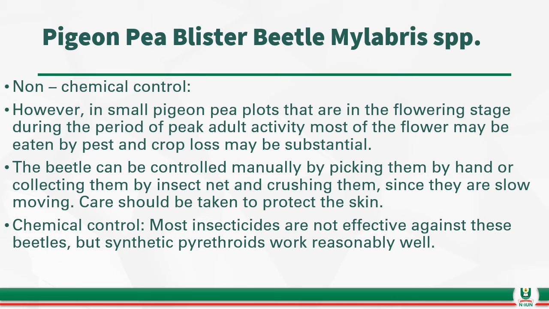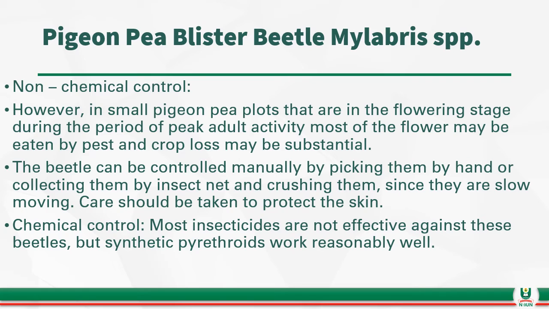So how is it controlled? The non-chemical method of control is that you plant pigeon pea in small plots. The flowering stage is when the adult activity is most, so you try to plant in such a way that you won't be planting when this beetle is about to reach the adult stage. By then you must have harvested. So it's talking about early planting.